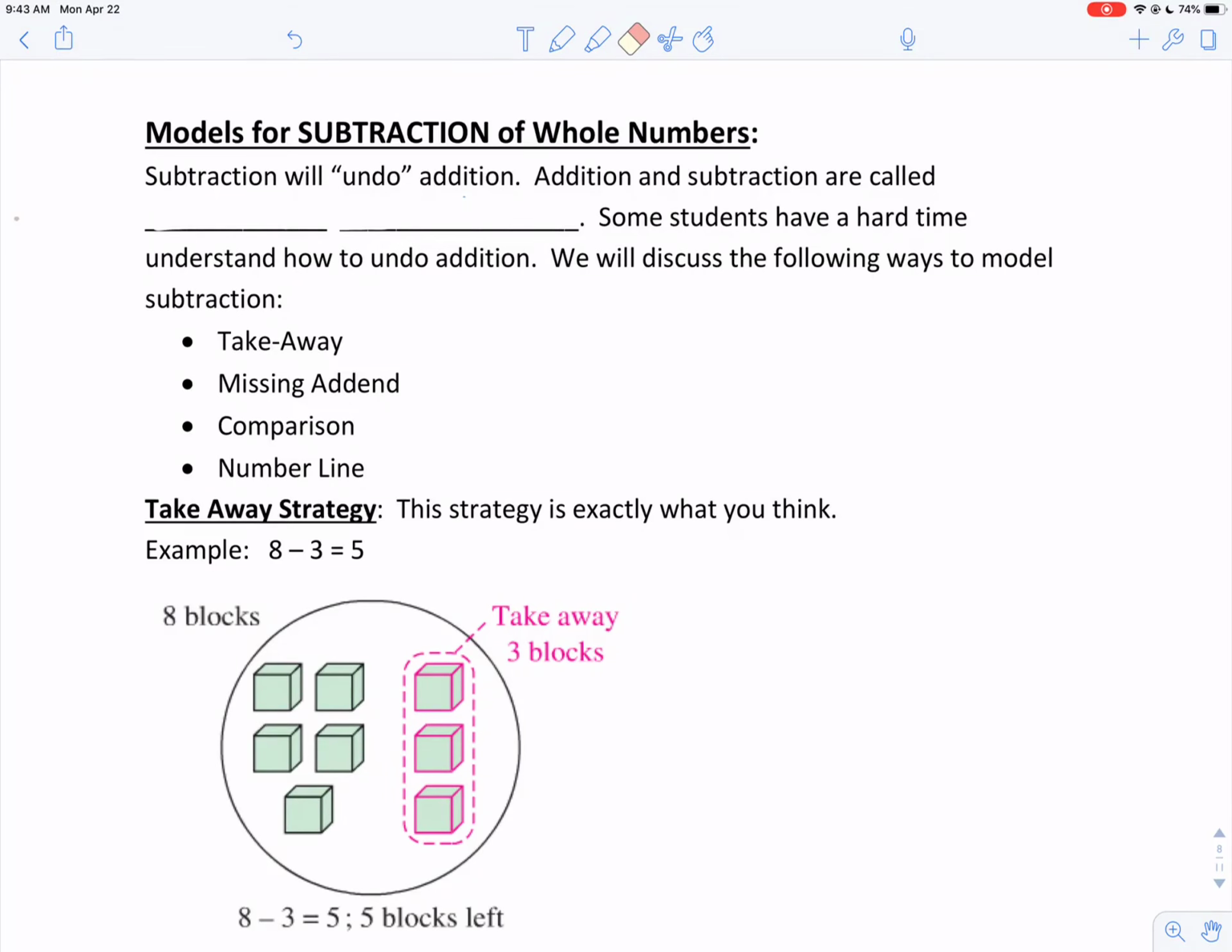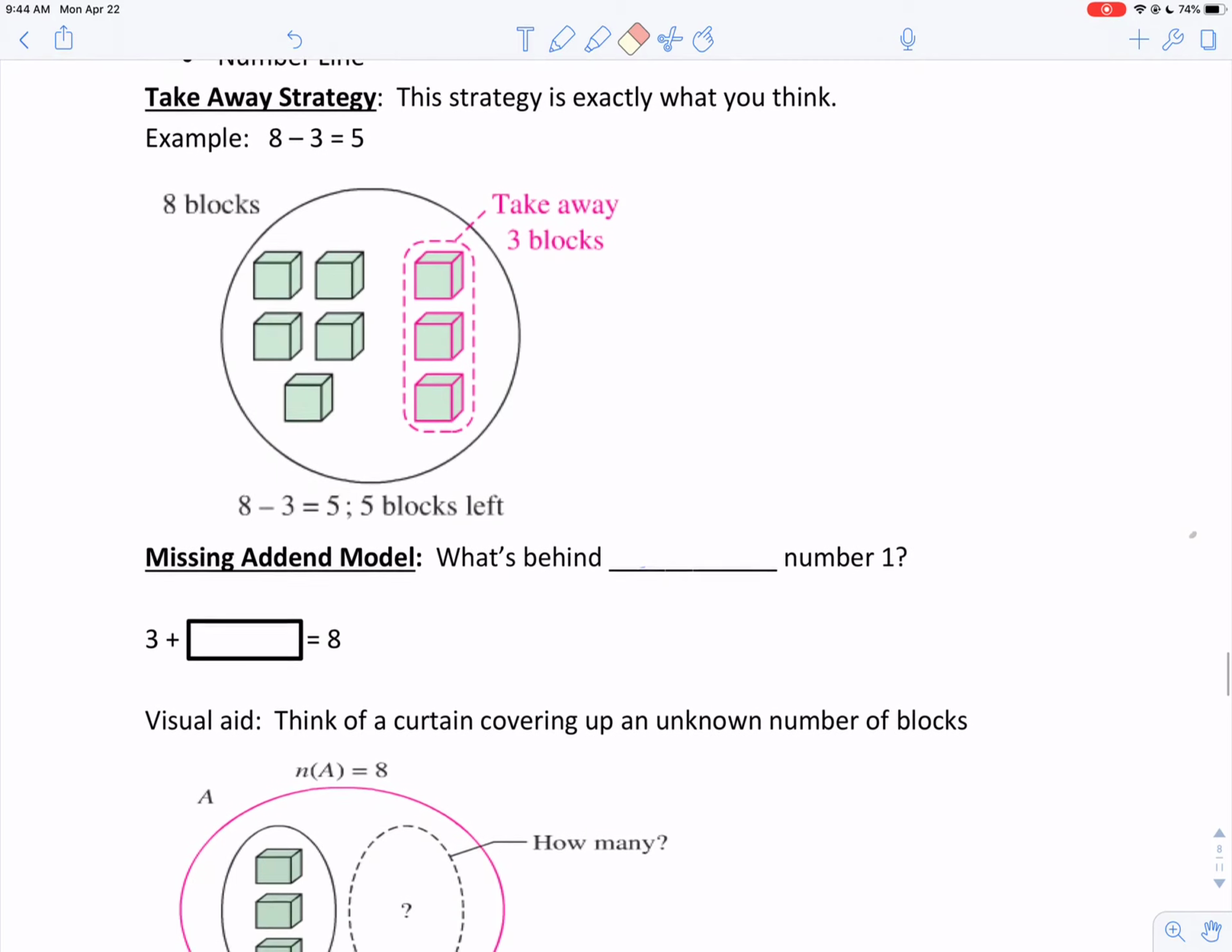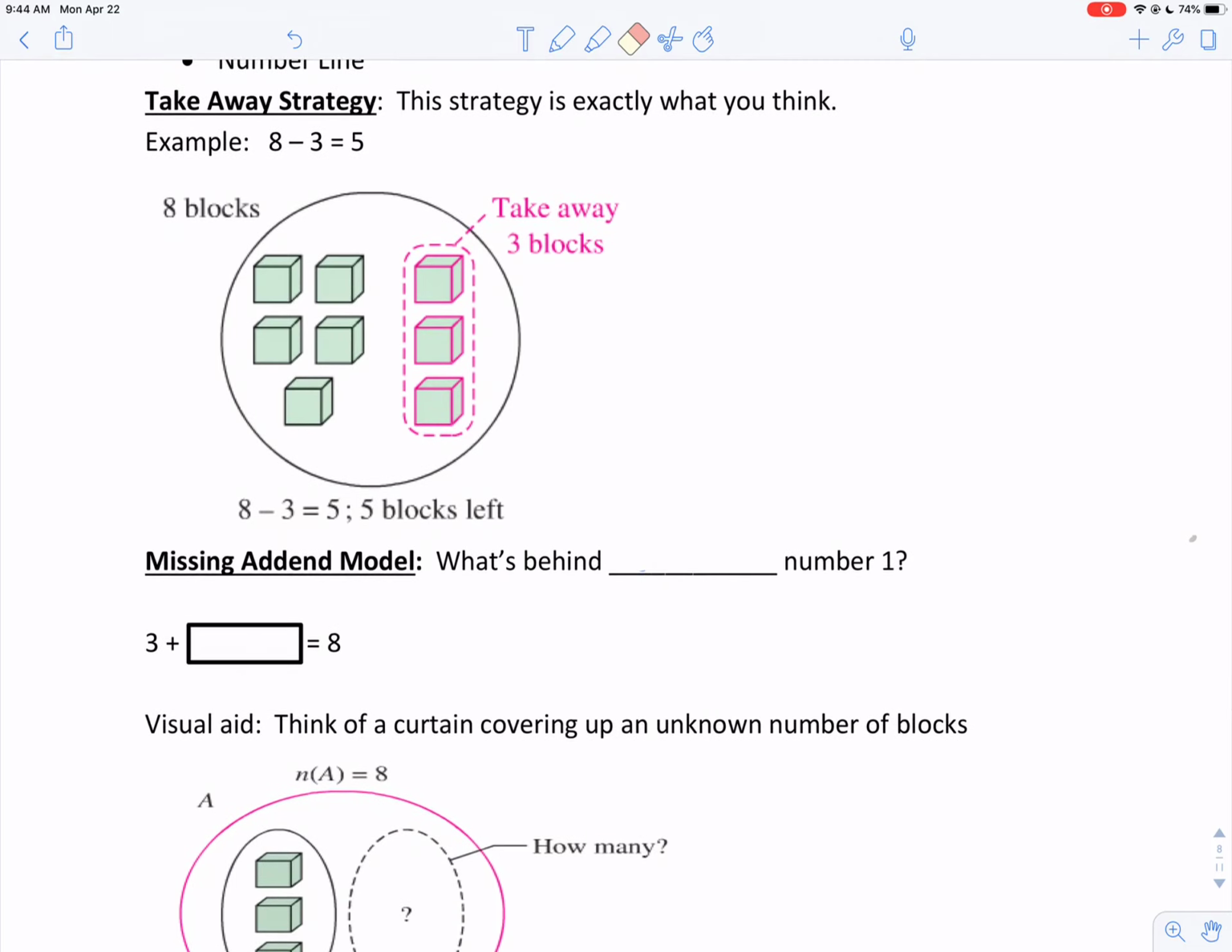In this video, we'll be talking about models for subtracting whole numbers. Now, subtraction just undoes addition, so that's why we call addition and subtraction inverse operations. But a lot of students really struggle with subtraction, so we're going to show models that will help them understand.